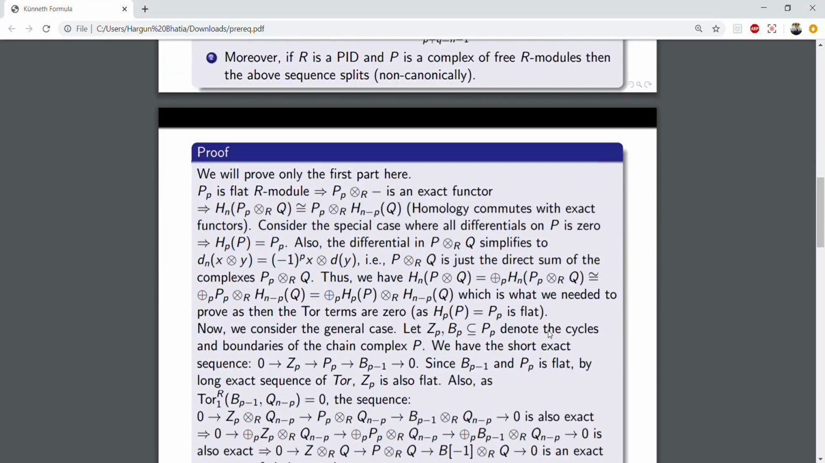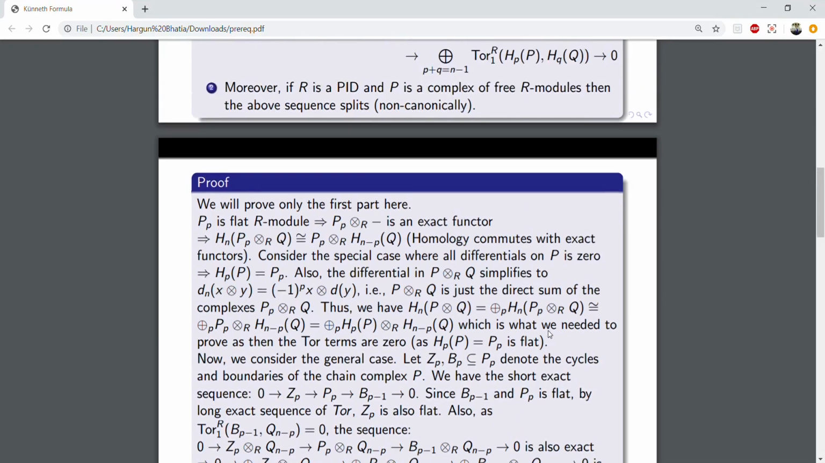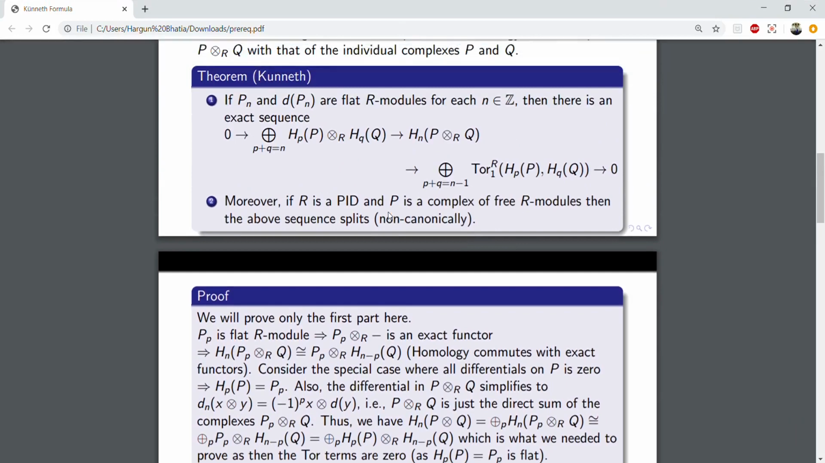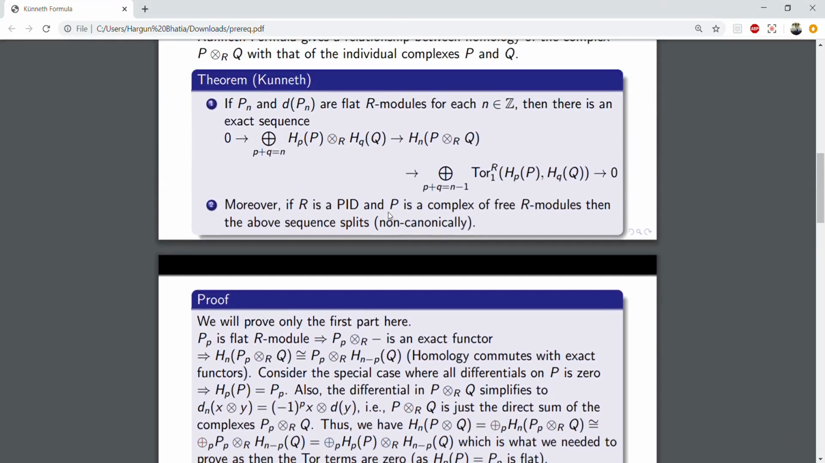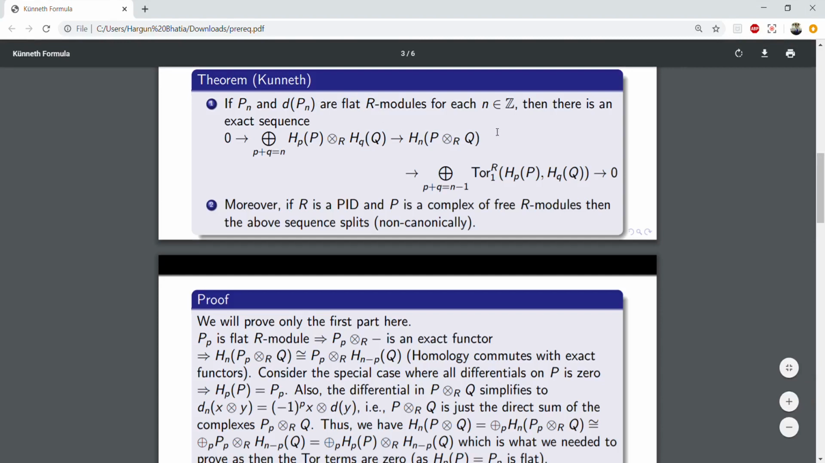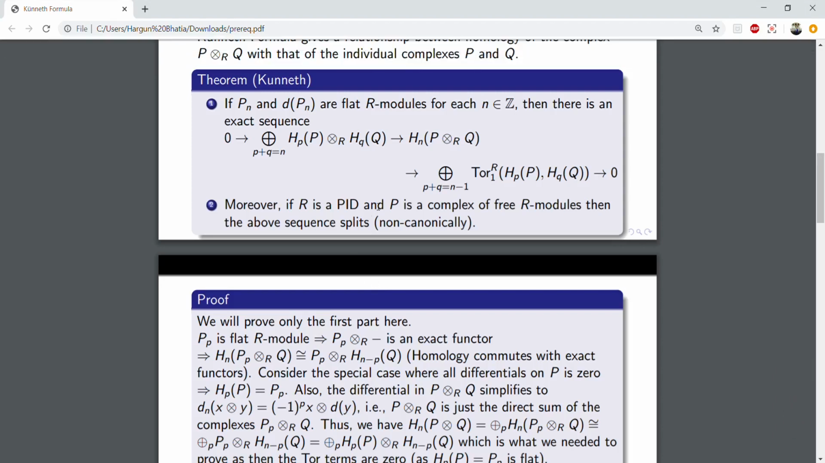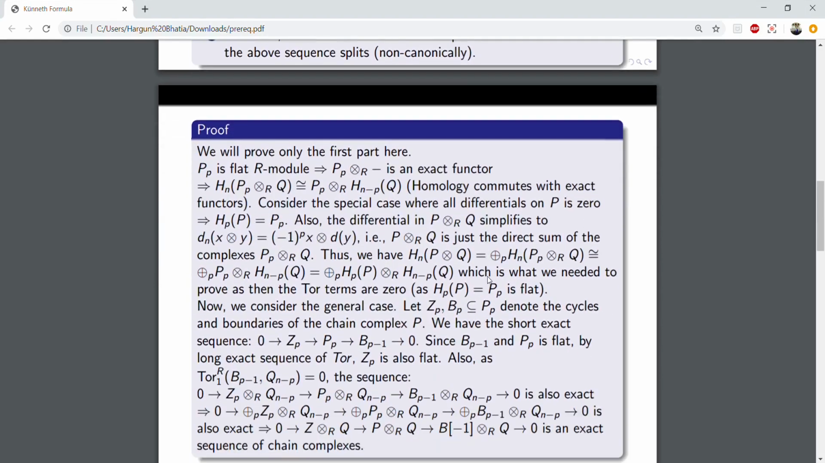So let's try to see a proof. Because of lack of time, I will only prove the first part. For the second part, you can look at the special case where the complex Q is just one module concentrated at degree 0; for that, you can look at the proof in Charles Weibel's book on homological algebra. If you want to see the general result as stated here, you can look at the proof in the book titled Homology by Saunders Mac Lane. Anyway, let's prove the first part here.